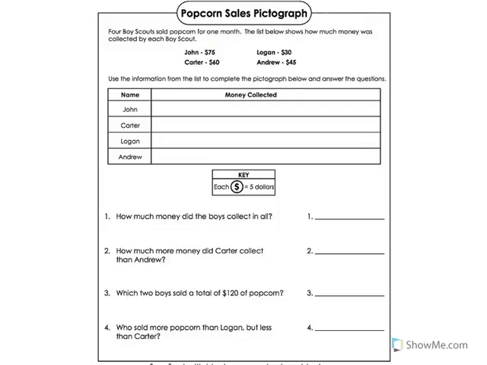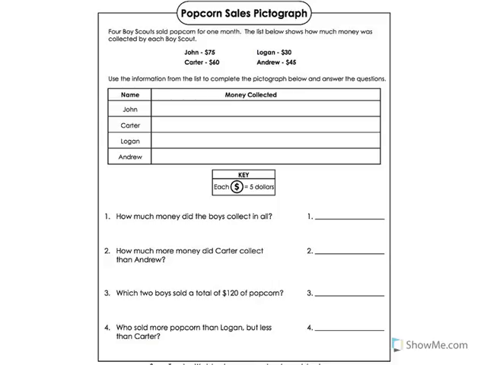For this problem, it says 4 Boy Scouts sold popcorn for 1 month. The list below shows how much money was collected by each Boy Scout. So here we see John collected $75, Carter collected $60, Logan collected $30, and Andrew collected $45. Use the information from the list to complete the pictograph below and answer the questions.